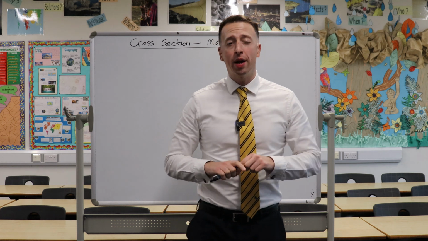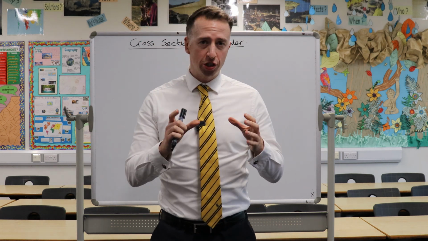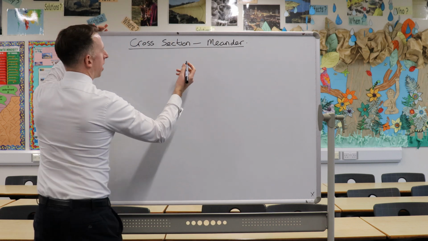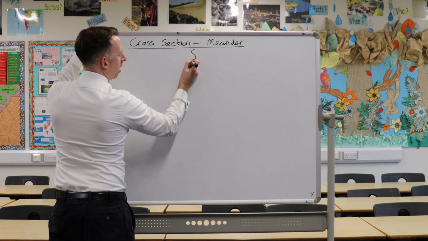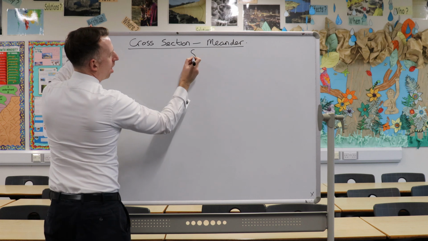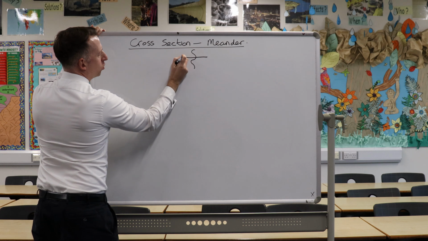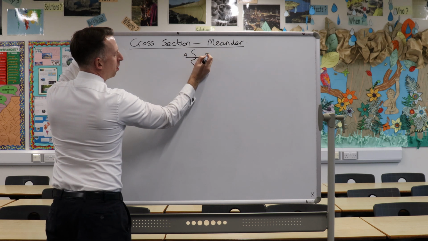Okay, so in this video we're going to look at a cross-section of a meander. A meander, of course, is a natural bend in the river's channel. So let's say that this was our river, there's our meanders, and we are going to draw a cross-section through this bend here. So this will be point A and this will be point B.